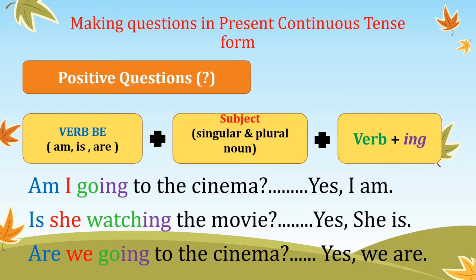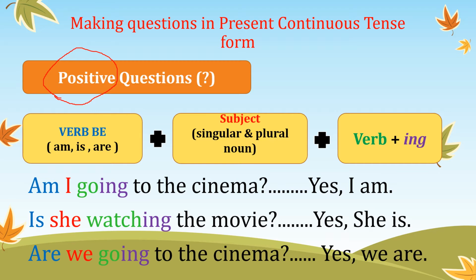Questions can be of 3 types: positive questions, negative questions, and questions using WH words. Now let us take a look at the first one, which is positive questions. When I say positive, the expected answer should be yes. So how to make a question using present continuous tense? This is the structure.